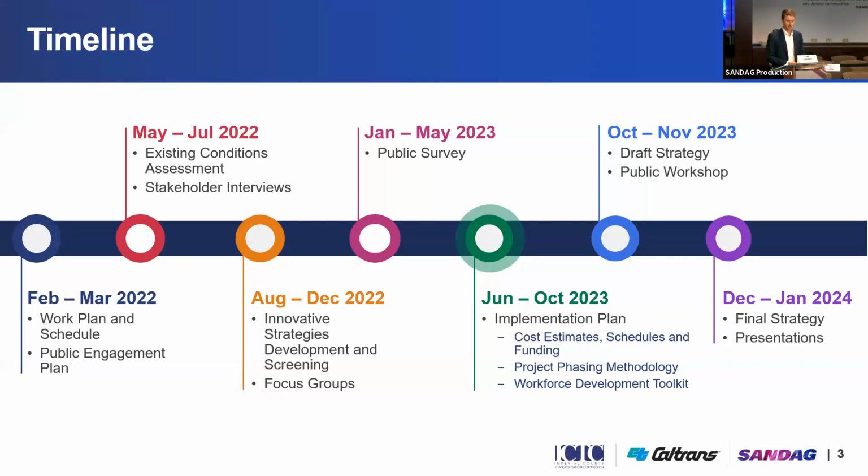We also learned about cargo bike pilots being implemented really all around the country, including in New York, Fort Lauderdale, Pittsburgh, Seattle, as well as Portland. We then engaged in a number of public outreach efforts, which I'll cover in a future slide. And then we're making progress now on components of the implementation plan, which is highlighted here in green. We anticipate finalizing this strategy in early 2024.